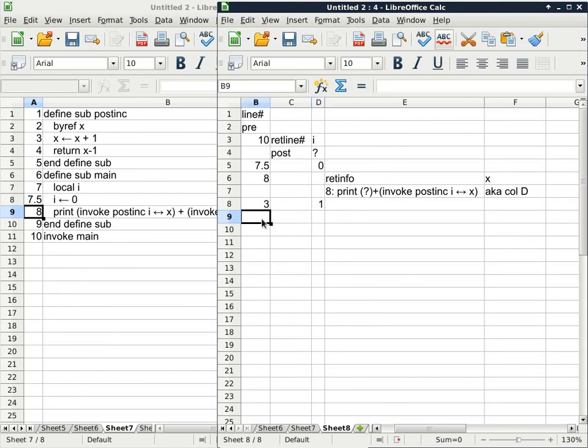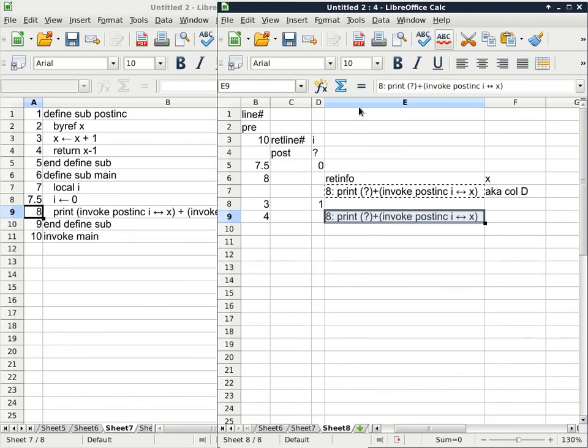Then we move on to line 4. Line 4 is a return statement. It's returning x minus 1. So we have to figure out what is x first. X is also known as column D. Column D now has a value of 1. 1 minus 1 is 0. We are returning a value of 0. Okay. To return a value of 0 means we have to locate the rightmost return info cell, copy and paste it, change the question mark to the value that we are returning. In this case, it is 0, and we're done. Then we move on to line 5.